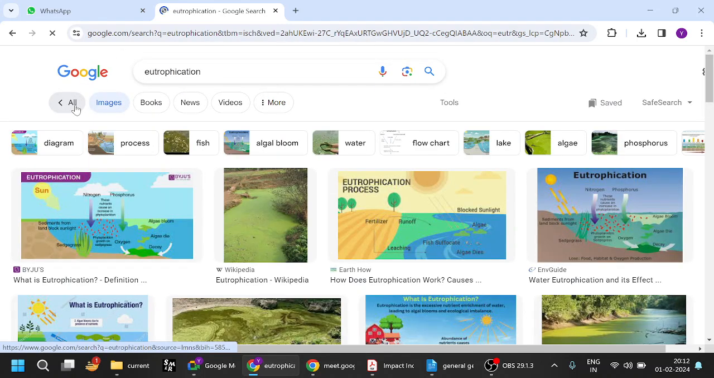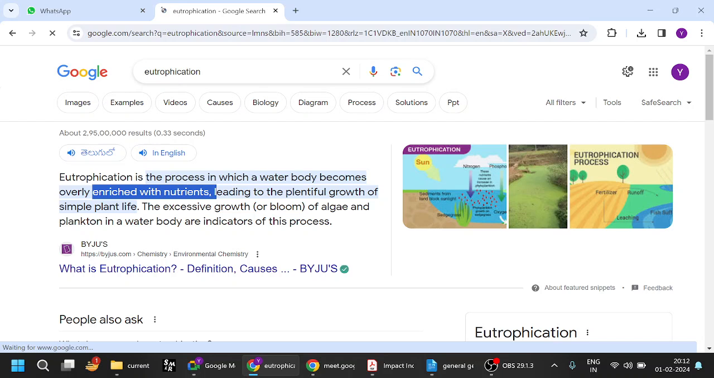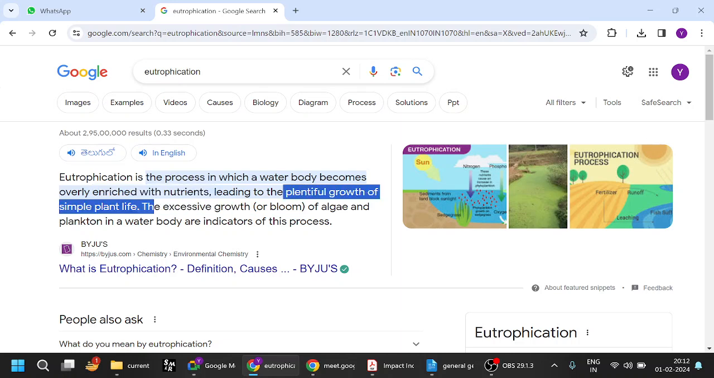So eutrophication is the process in which a water body becomes overly enriched with nutrients. Because everybody nearby is using lots of fertilizers, through natural processes or rain, they are slowly leached into the nearby lakes or rivers, and they become enriched with nutrients, leading to plentiful growth of plant life. On the surface, when there are a lot of plant blooms or algae, the oxygen content in the water body reduces, and this causes problems to the marine life.